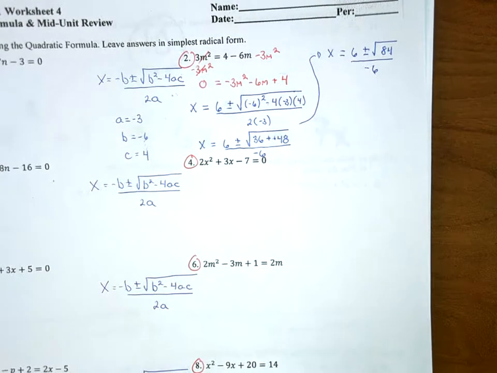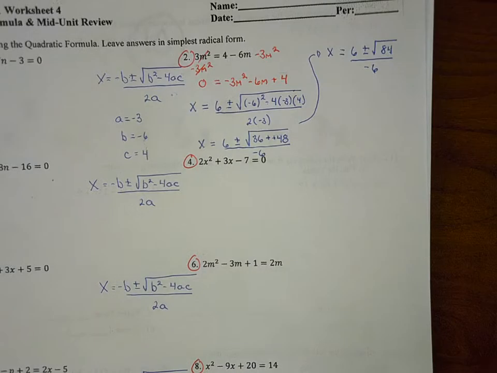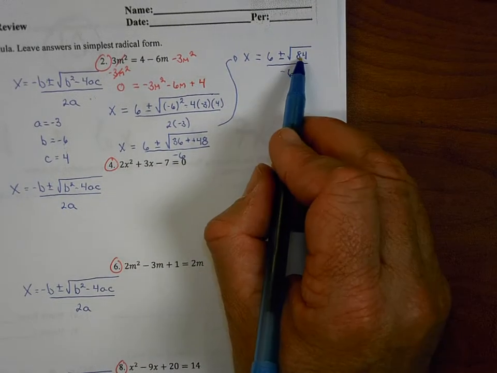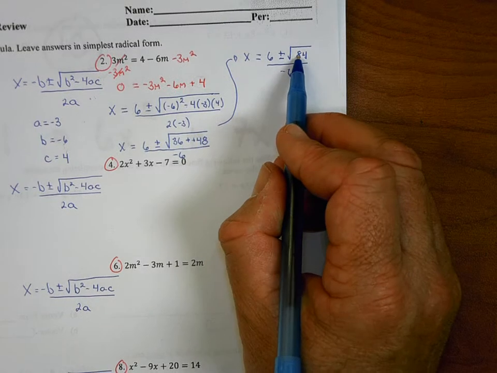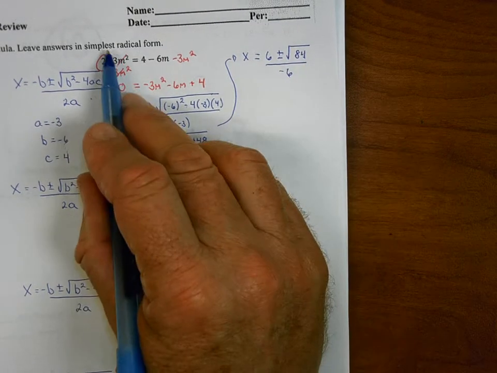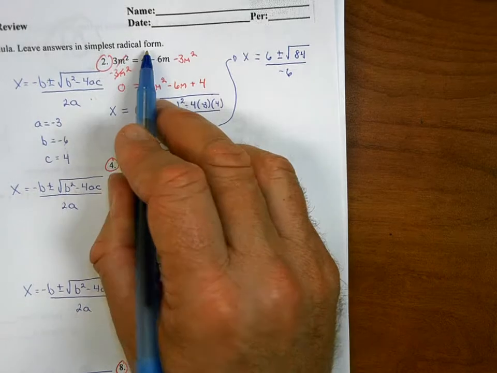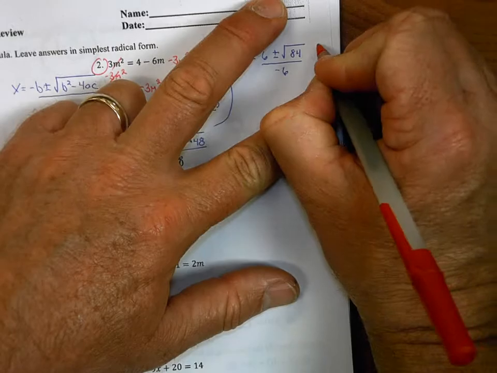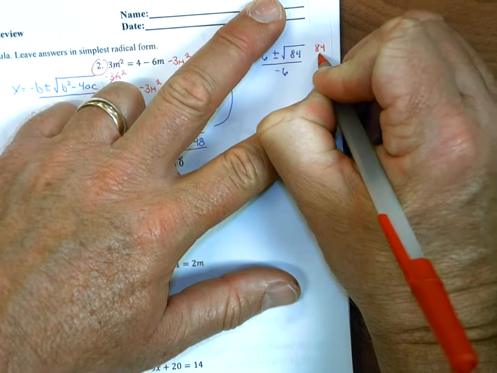Okay, so at this point when we're working out the problem, if that number right here, your square root, if it's not a perfect square, then we're going to have to put that in simplest radical form. Okay, so what does that mean? It means I'm going to have to take the number 84 and I'm going to factor it.